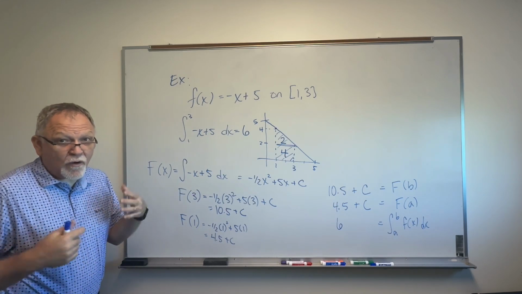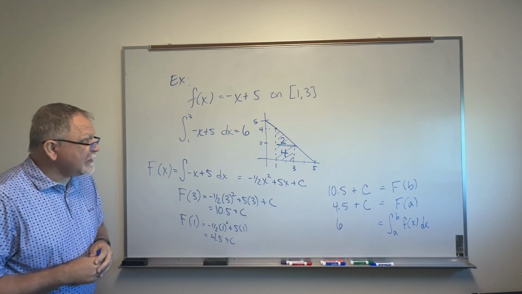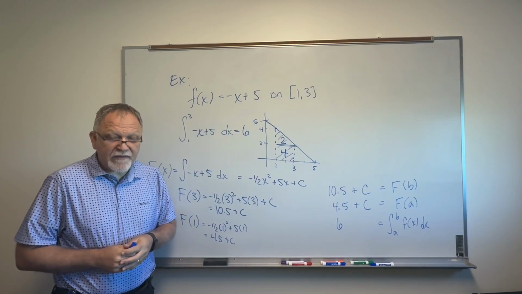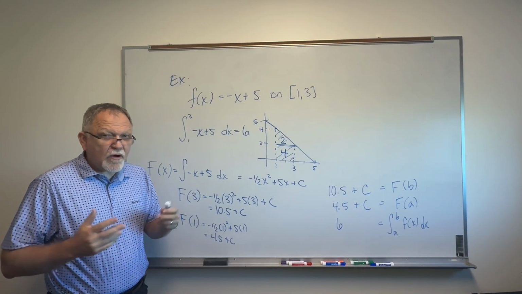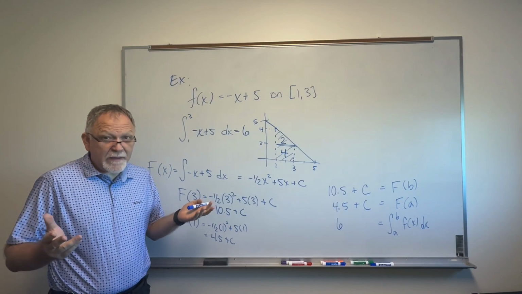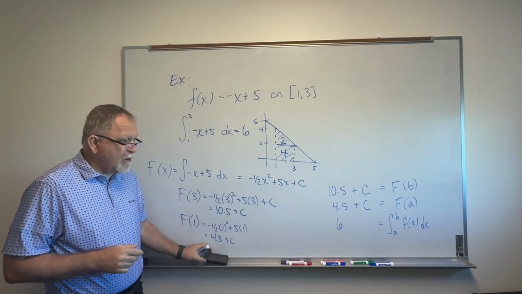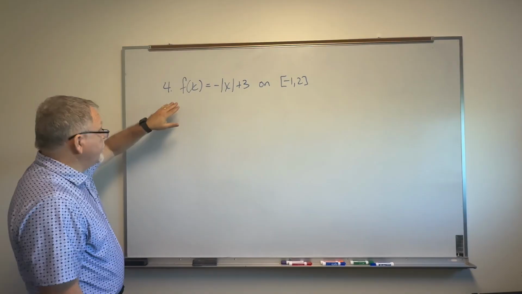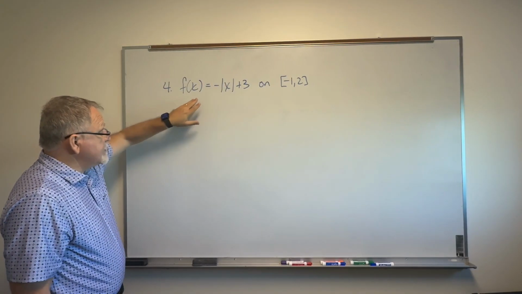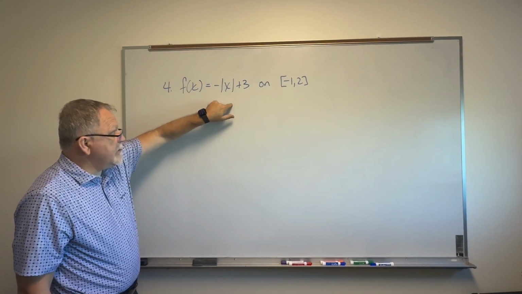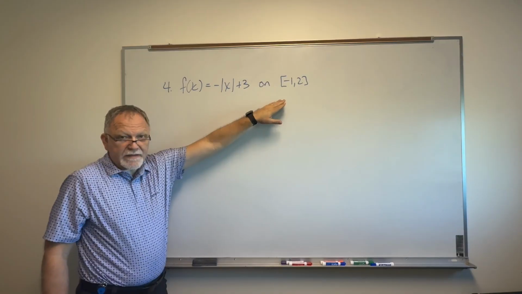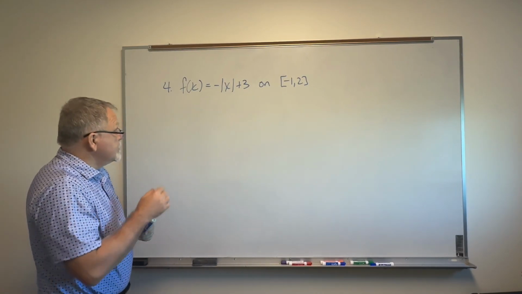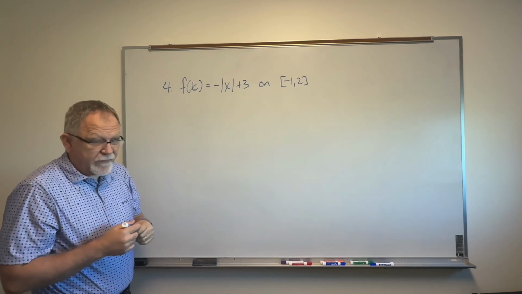Now I'm going to work on a more complex problem, and this one is on the worksheet I've given you. It's more complex because it involves what we call a piecewise function. Okay, we're going to dive into problem number 4. I've got f of x equals negative the absolute value of x plus 3 on the interval from -1 to 2. The first thing I'll do is graph this function.